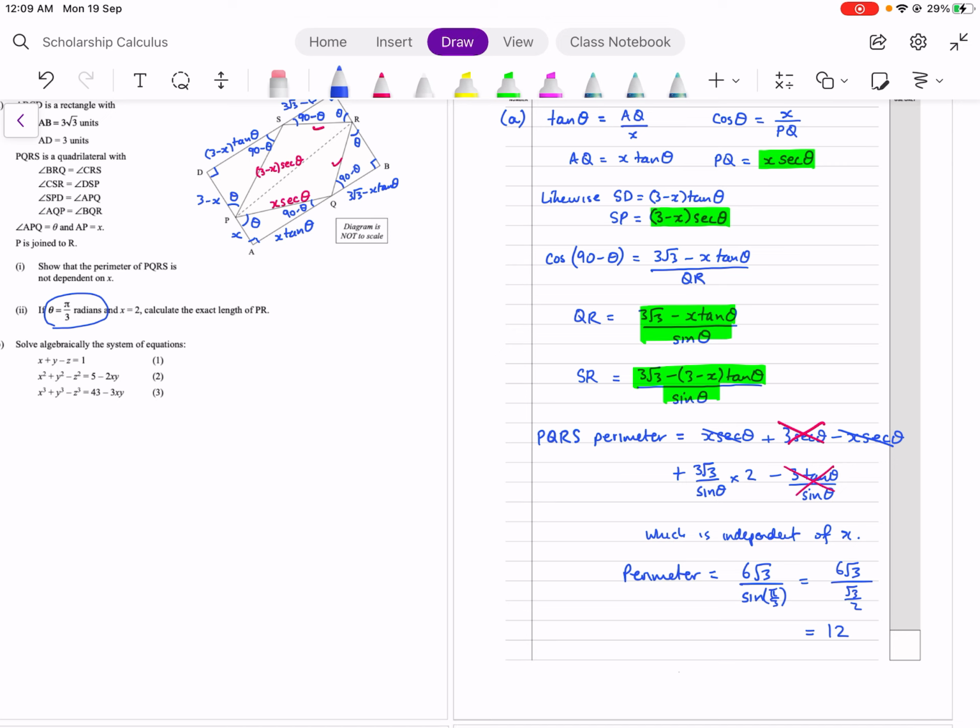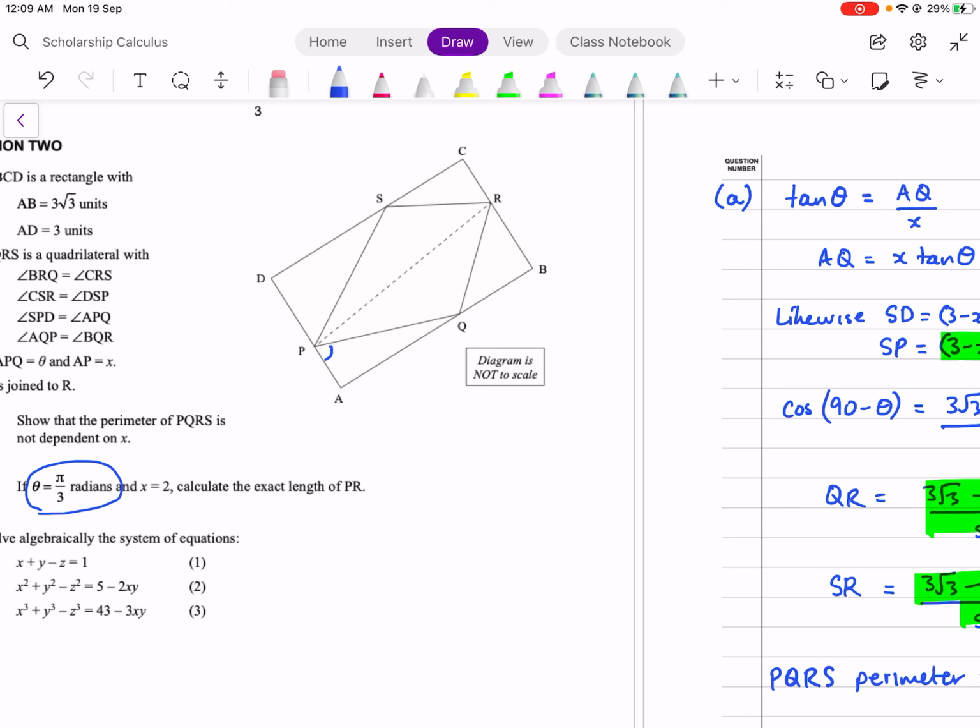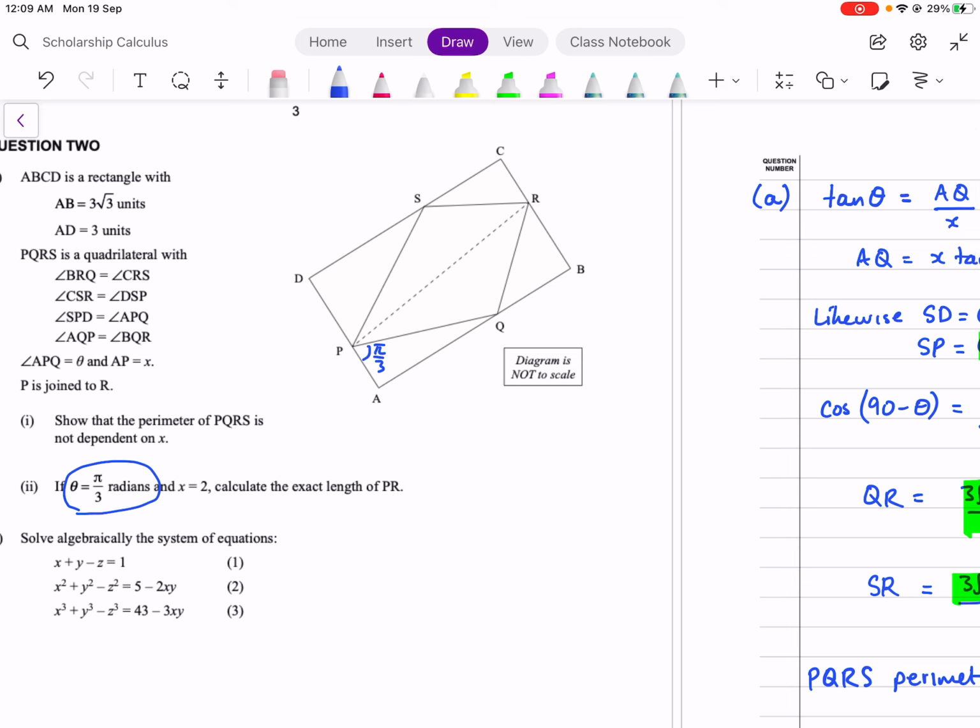Okay, the second question actually now tells us that theta is pi over 3 and x is 2. So we need the x value to be able to find the length PR. Got pi over 3 in there. AP is equal to x, which now we know is 2.